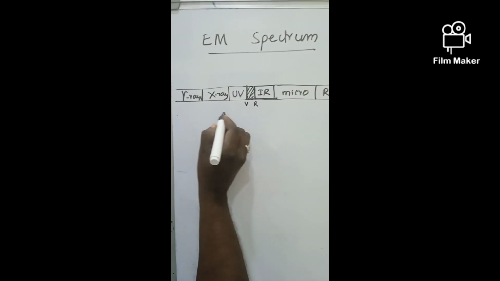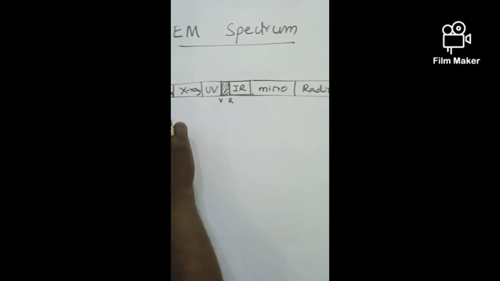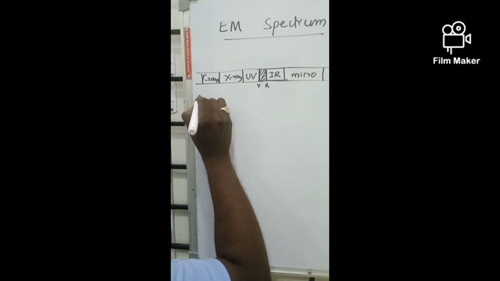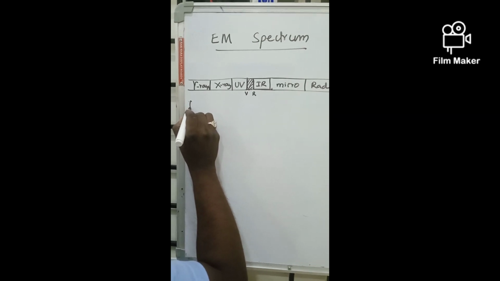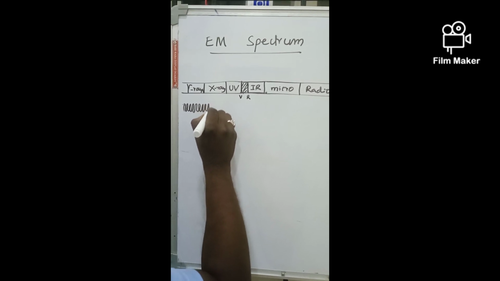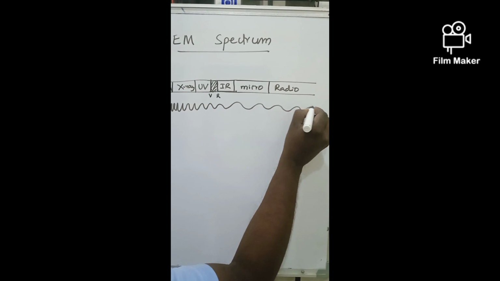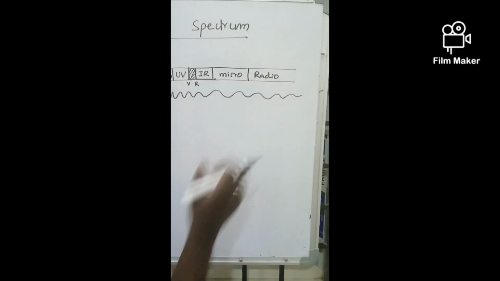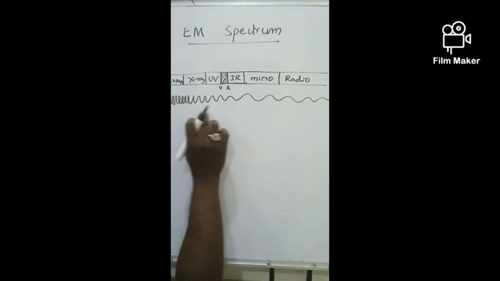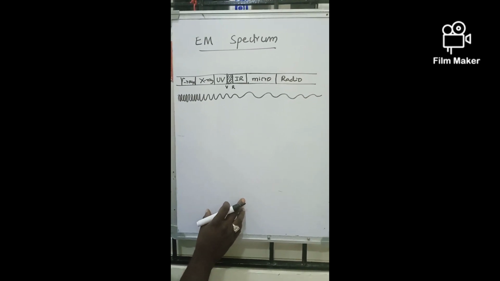The radiations before violet have more frequency and less wavelength. The frequency will be more at this end, and the wavelength is very small. Slowly the wavelength increases, and as we go toward radio waves, the wavelength increases more. So this is the general form of the various electromagnetic radiations.